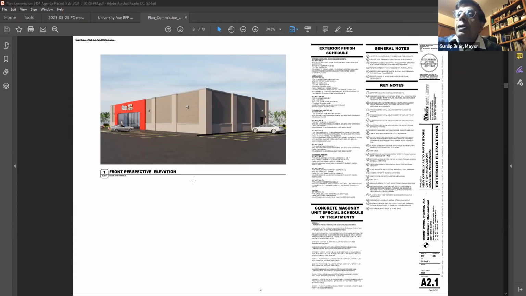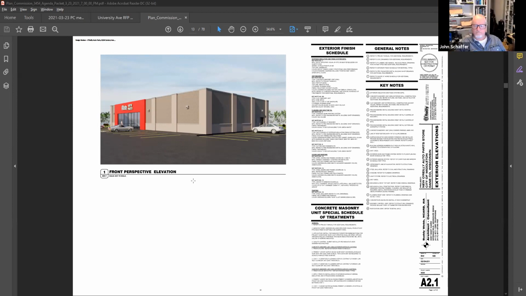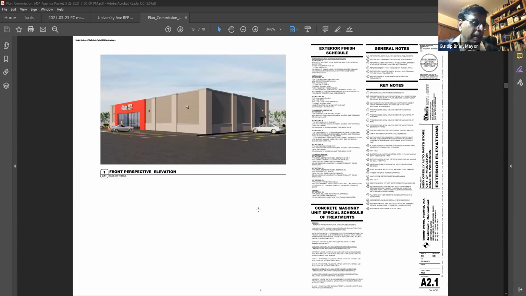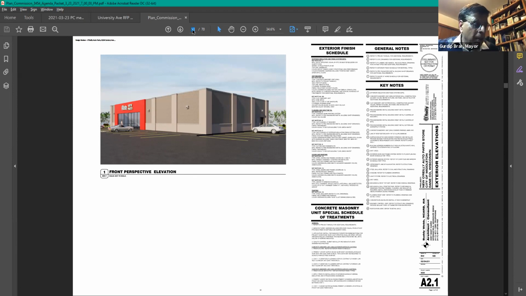Anyone else from the commission who might want to say anything? Any other comments? Okay, so the motion is to defer. All those in favor of the motion say aye. Aye. Aye. Aye. Anyone opposed? So the motion passes. It's past 7:10, so I'm going to open the public hearing.